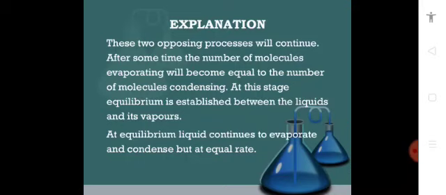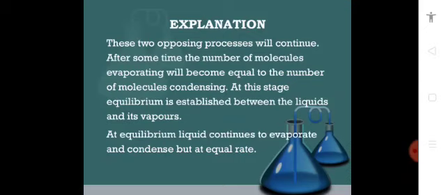These two opposing processes will continue. Which two opposing processes? The evaporation process and the condensation process. So after some time, the number of molecules evaporating will become equal to the number of molecules condensing. A time will come when the two rates become equal. At this stage, equilibrium is established between the liquid and its vapors. So when the two rates become equal, we can say that the system is at equilibrium state.